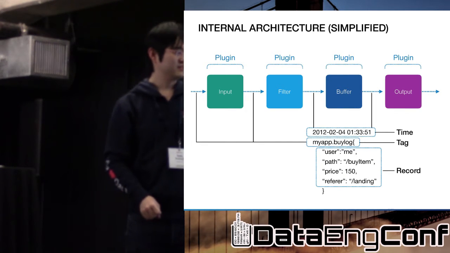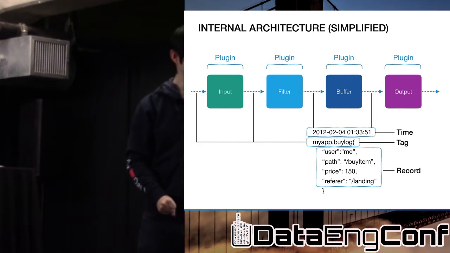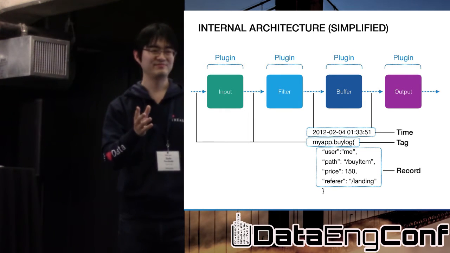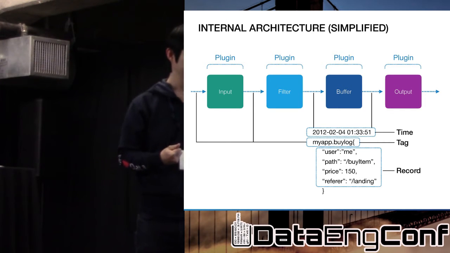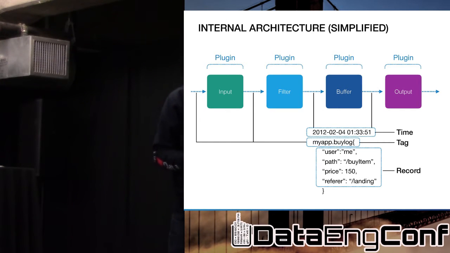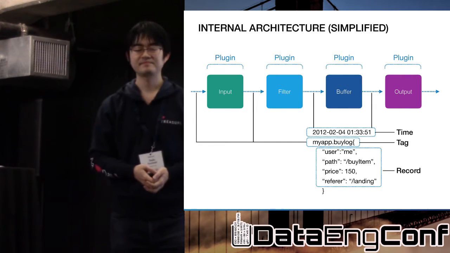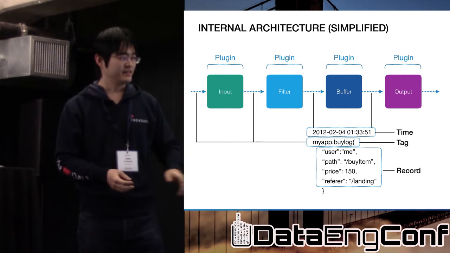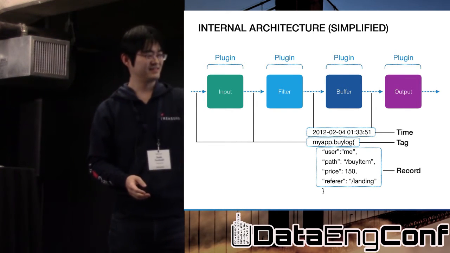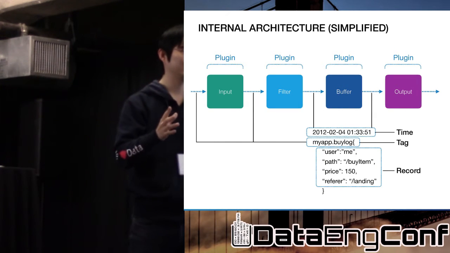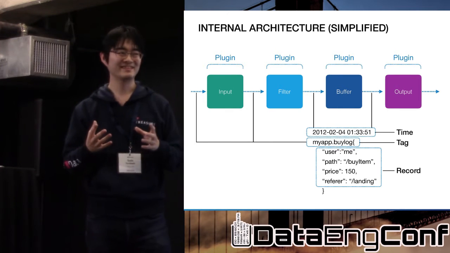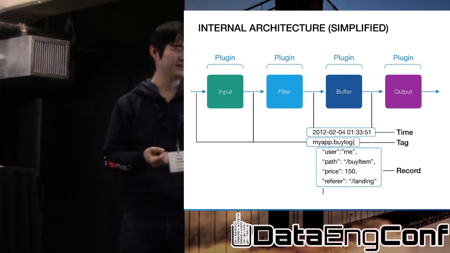Logs here are all structured like this. A log has a time and a tag, which means which data source this log comes from. And it also has a body, which is in JSON format. This time is the time when the log was generated. It's not the time when the log is received. This time is very important later.